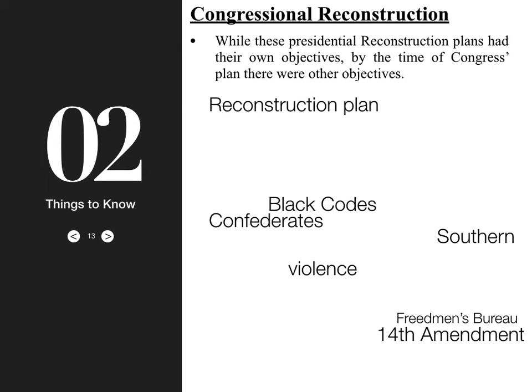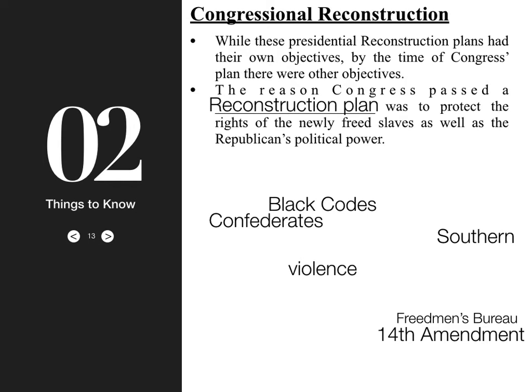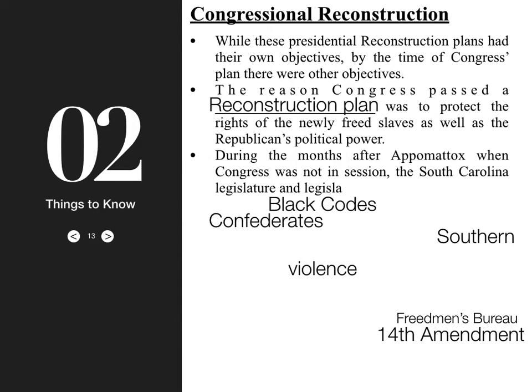Congressional Reconstruction started happening. So while these presidential Reconstruction plans had their own objectives, by the time of Congress's plan, there were other objectives. So the reason Congress passed the Reconstruction plan was to protect the rights of the newly freed slaves as well as the Republican political power.